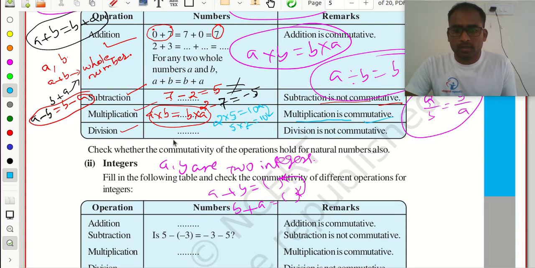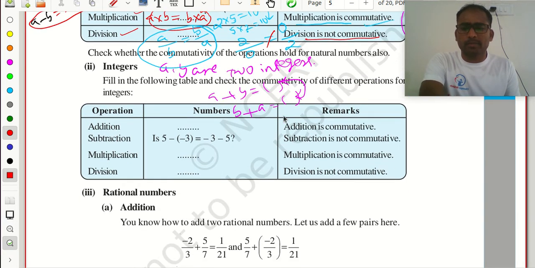Next, division. If a divided by b is equal to b divided by a, then I can say division is commutative for our whole numbers. Now I will check. 2 is our whole number, 0 is also another whole number. Is 2 by 0 equal to 0 by 2? Is this relation true? It's not equal here. So I can say division is not commutative for whole numbers.